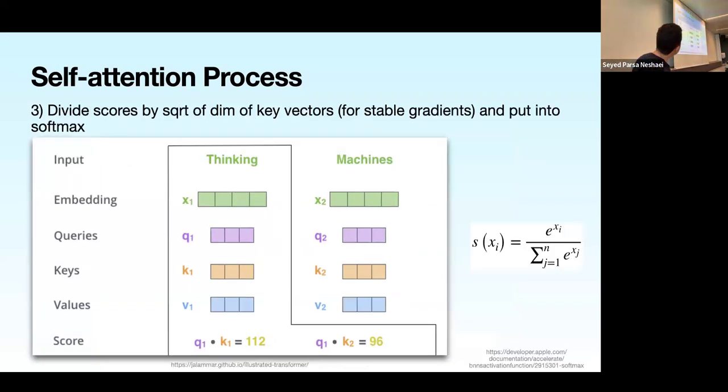Perfect. Then you divide this score by the square root of the dimension of the key vectors, usually. This is to make the gradient computation more stable. It's a kind of normalization. For example, here the key vector dimension is 3, so you divide by SQRT of 3. But in practice, it's usually more than 3. So you divide, and then you put it into softmax. Okay, what is softmax? I think we once said it, but we should say what softmax is.